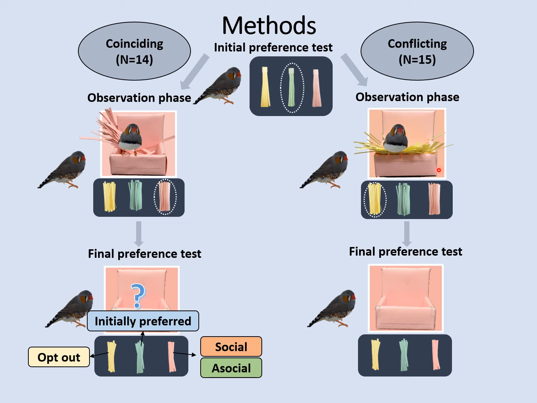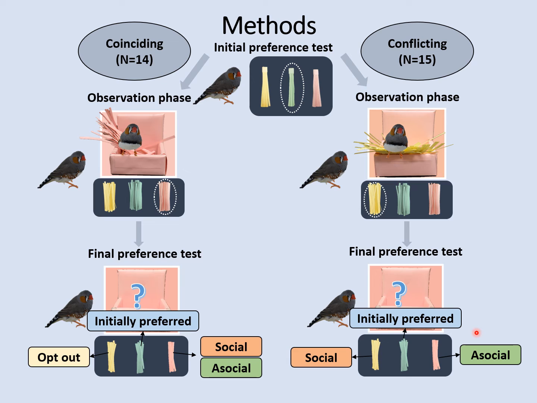Again, we looked at the order in which the first 20 deposits were made. Here the observers could build with pink material, which matched the asocial cue, or yellow, which matched the social information, or green, the initially preferred material. In this manner, we could test which source, if any, the birds used to decide on nesting material.